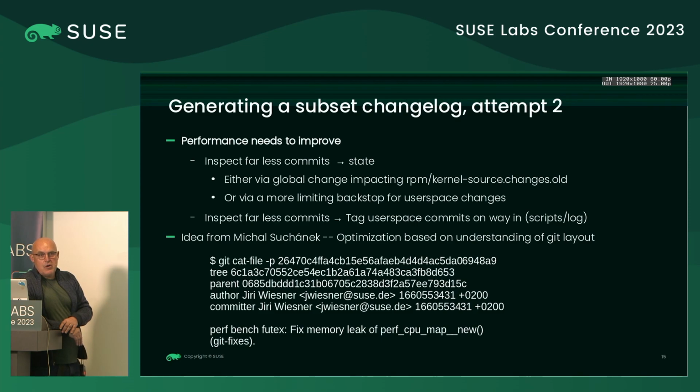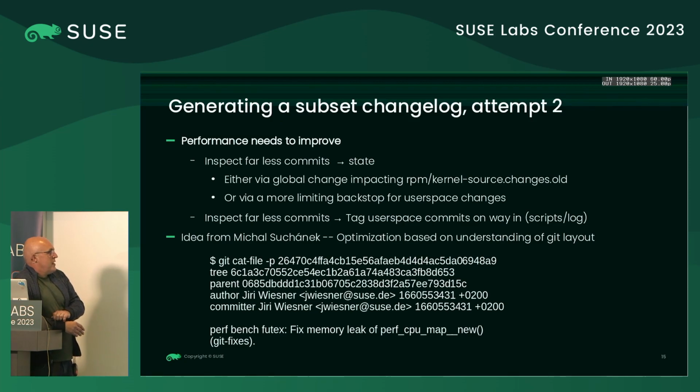So scripts.log looks at the commits at that point in time. If they touch the user space, tag the commit message. We've already seen that we can process the commit message really quickly, and so only look inside the commits that we've tagged. That would make a significant improvement.